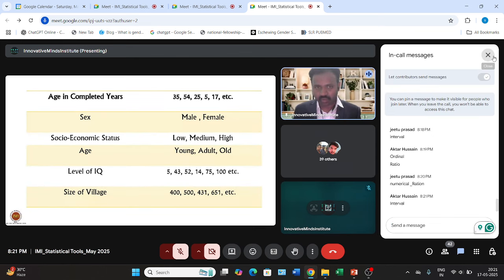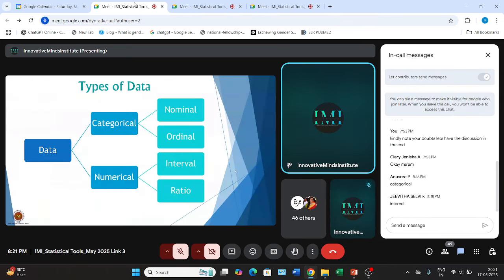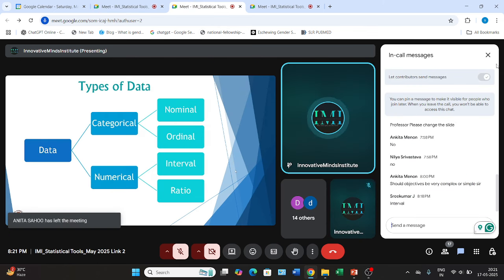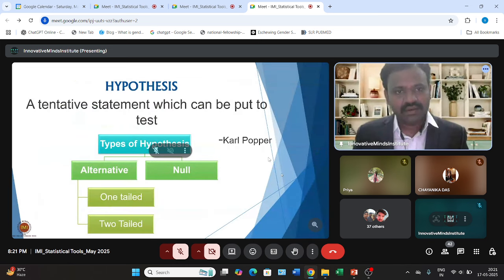So no problem. Let me show again. Keep it in your mind: nominal. Before that, keep in mind categorical and numerical. At least you should remember this. Once you remember this, it will be easy. Yes, let's move on to the hypothesis.